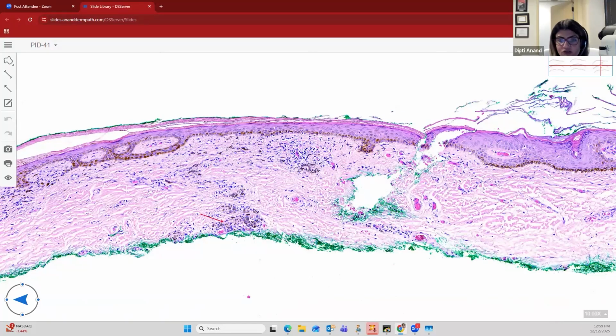And type 3 is generalized muddy brown hyperpigmentation on sun-exposed sites. That is, again, only melanin pigmentation.